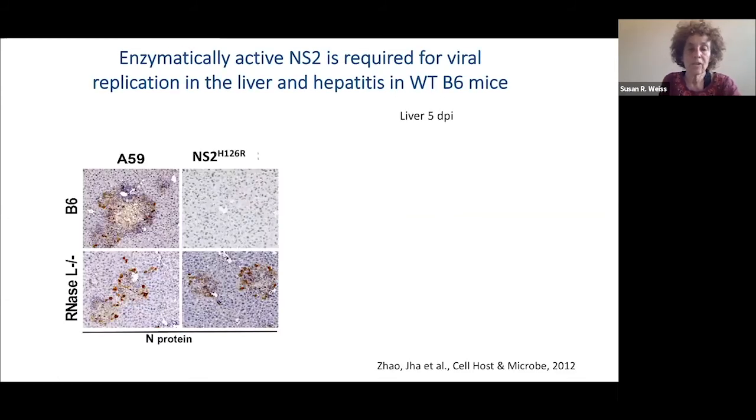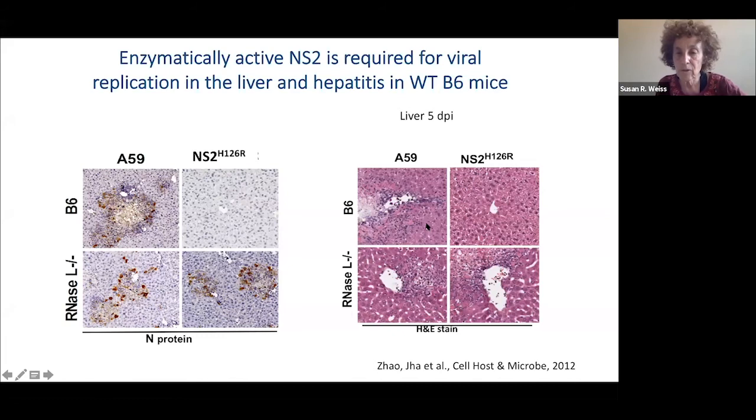Okay, so these are tissue slices stained for viral antigen from these same mice. And we can see again that there's quite a lot of replication in B6 and knockout mice by wild type virus, but the mutant virus only expresses its antigen in the RNase L knockout mice. And the same is true for inflammation. By staining with H&E, we can see really no pathology at all with the mutant in the wild type mice, whereas the mutant in the knockout mice can cause inflammation and necrosis, similar to the wild type virus.